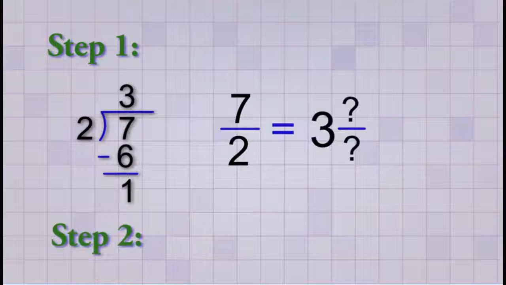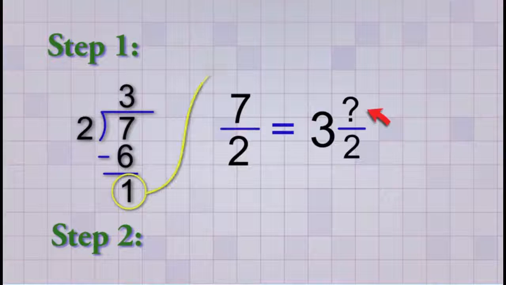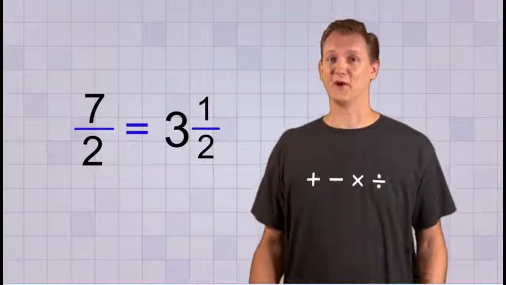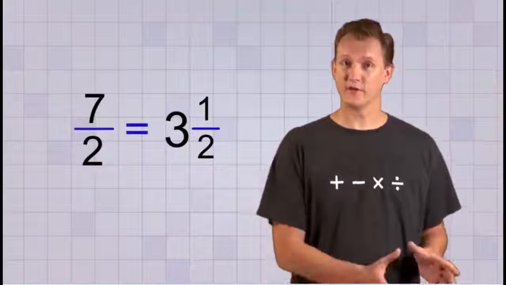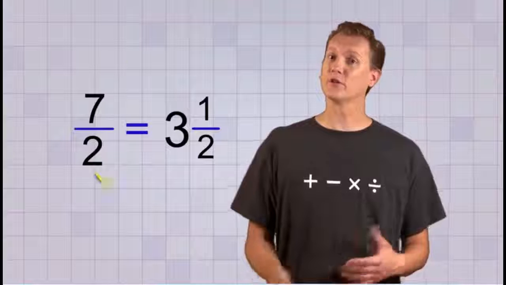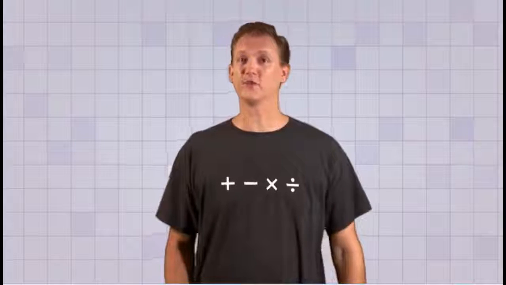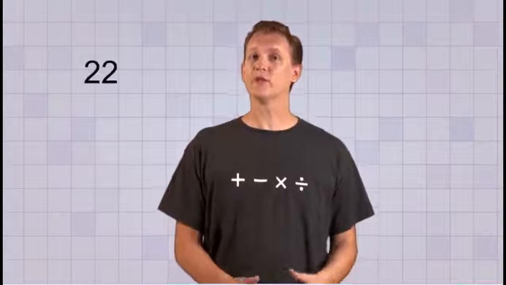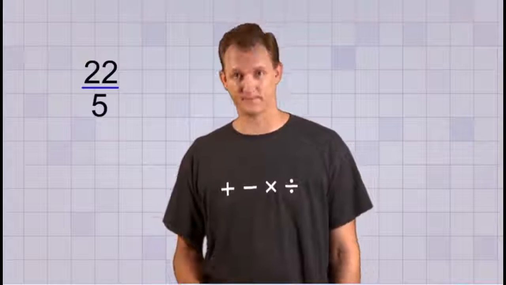The next step is to find out what the fraction part of our mixed number will be. The bottom number will be the same as the bottom number of our improper fraction, 2. And the top number will just be the remainder we got when we divided, 1. There, we changed the improper fraction, 7 over 2, back into the mixed number, 3 1/2. So we can see that it works both ways. Let's try one last example. Let's write 22 over 5 as a mixed number.